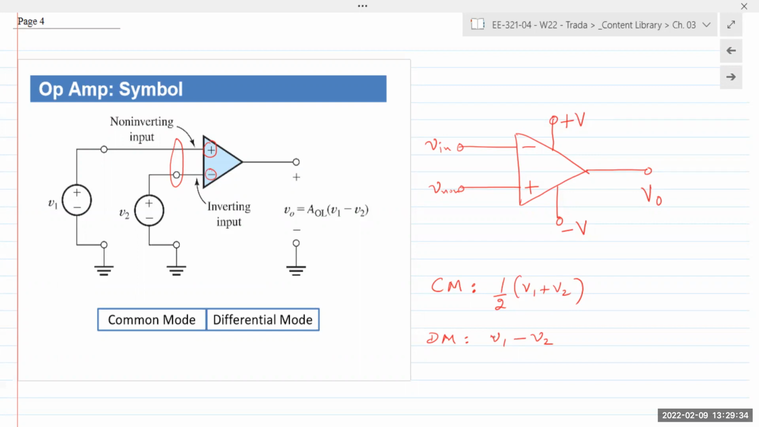Well, that's just the inherent property of the op amp.